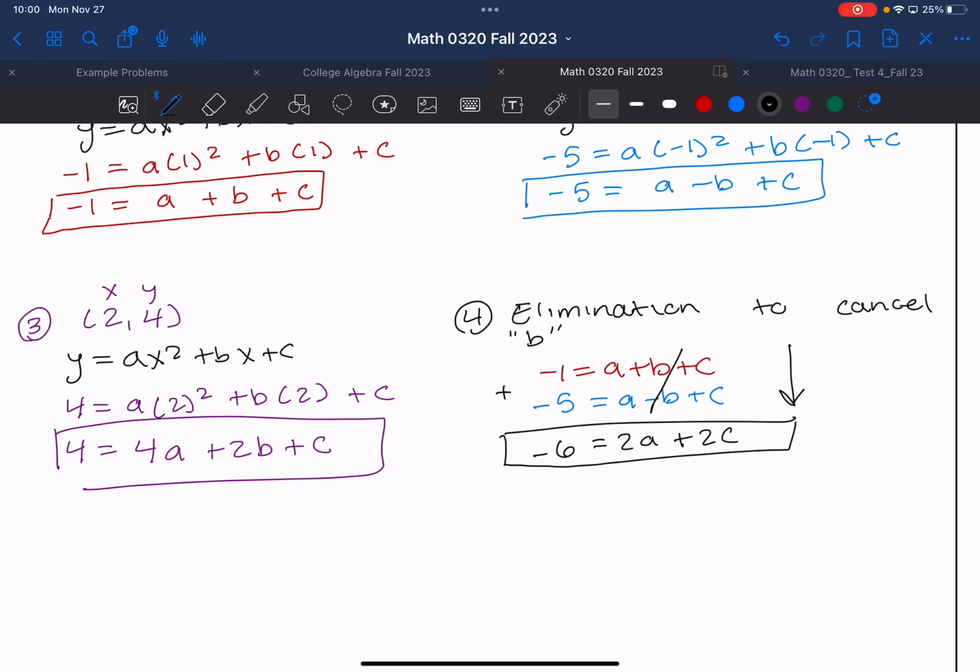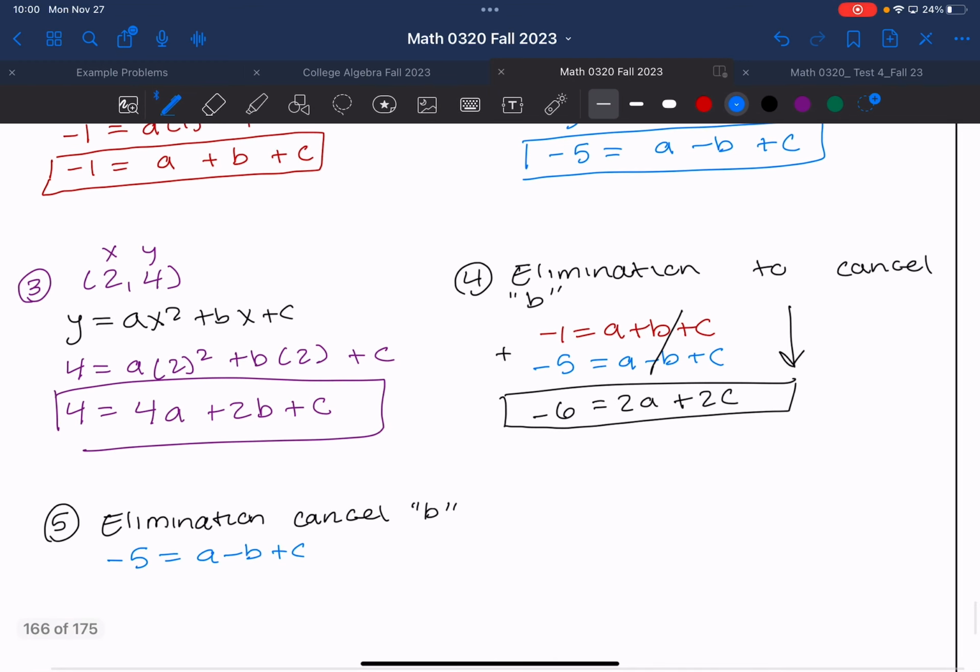So since I used the red equation and the blue equation to cancel out a b value, I am going to have to use 2 other equations to cancel out a b value again. Okay, so looking at my red, blue, and purple equation, which is the only one that has a negative b? The blue. So for sure I'm using that one. So I'm going to use elimination again to cancel out b. Okay, I'm using that blue equation because it has a negative b. So negative 5 is equal to a minus b plus c.